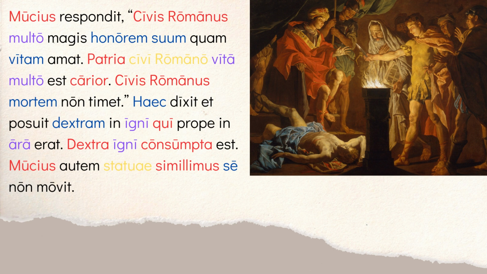And he says, patria civi Romano vita multo est carior. So the fatherland, the patria, the country, is multo carior, is much dearer. Again, there's your comparison there, and you have the ablative, the degree of difference here. So much dearer to a Roman citizen, civi Romano, than life. Vita, we're using the ablative to finish off our comparison here. So he's saying the country is much more important than life to a Roman citizen.